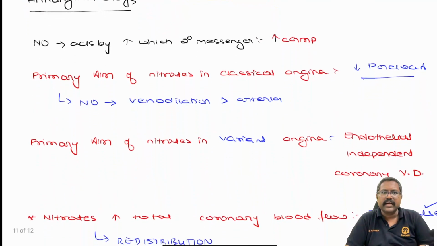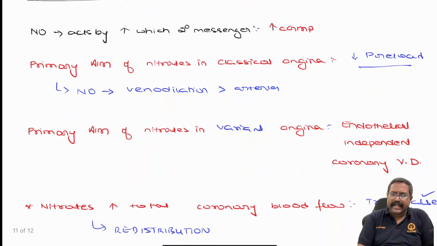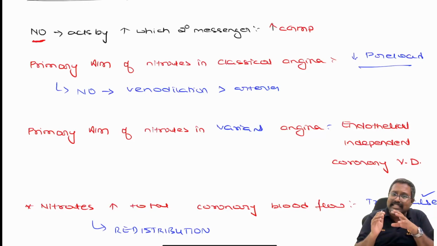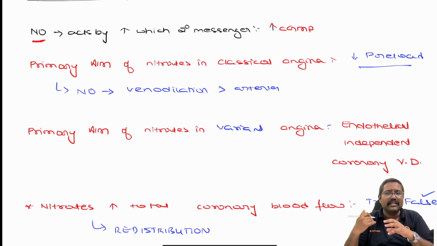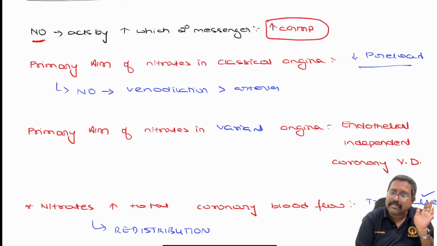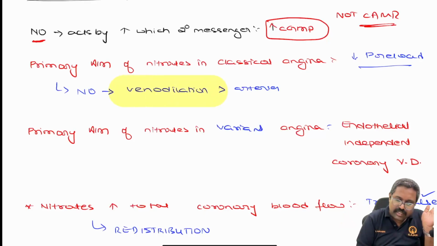Next, let us move on to the anti-anginal drugs. Under anti-anginal drugs, a very important one is nitric oxide. Nitric oxide acts through a secondary messenger. What is the secondary messenger? Please remember, nitric oxide increases only cyclic GMP, not cyclic AMP. Especially, it causes venodilation more when compared to the arteries.